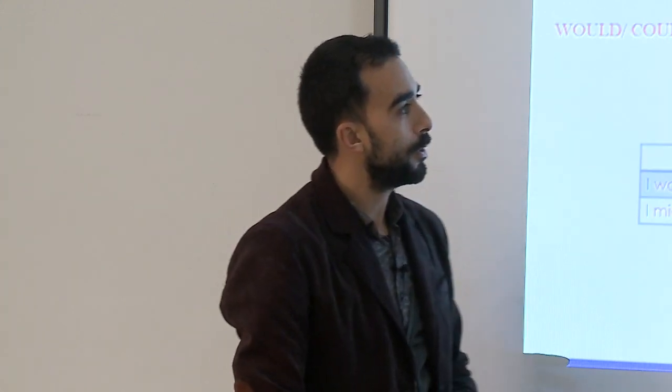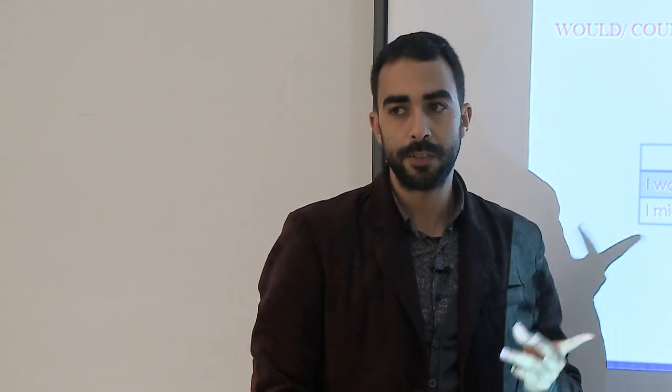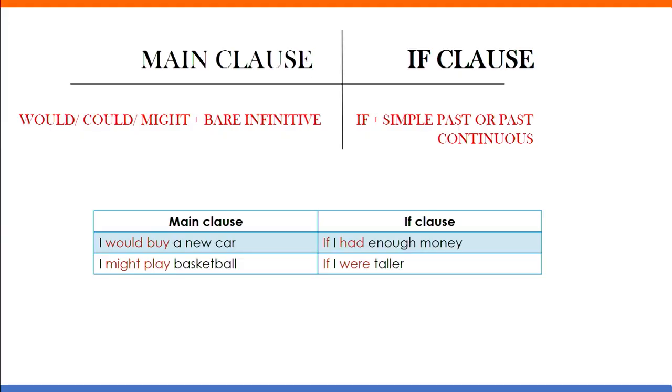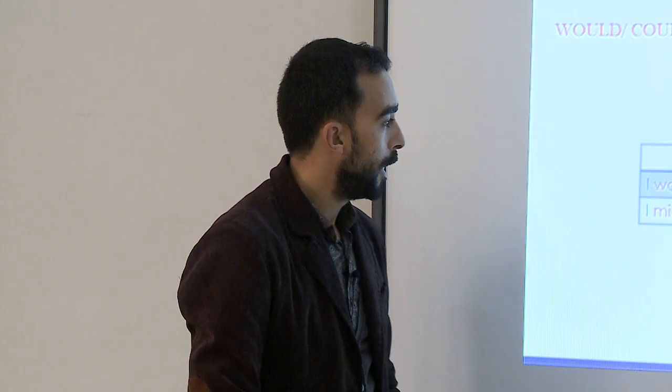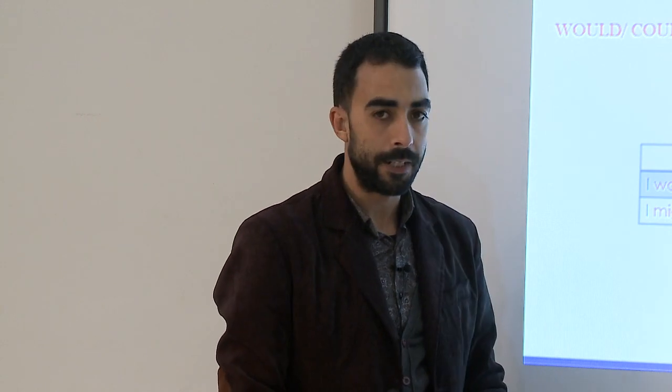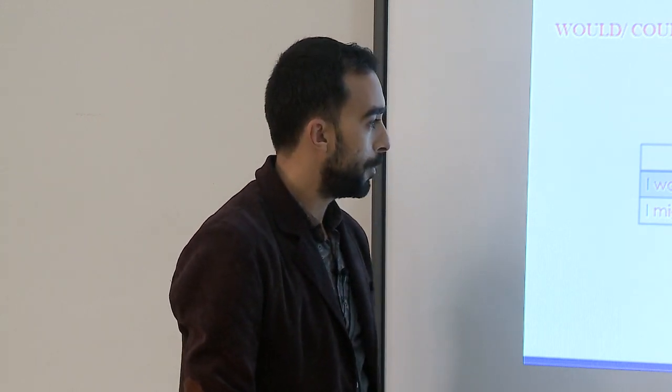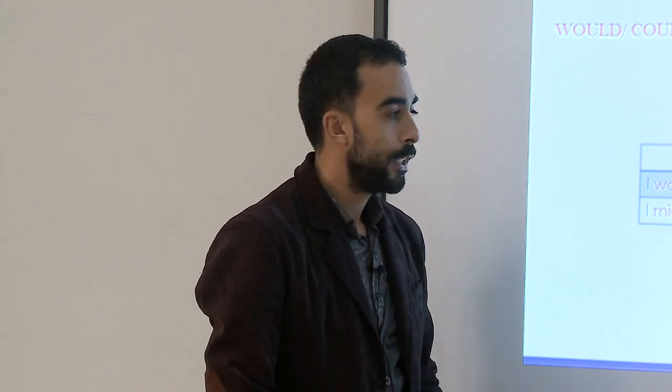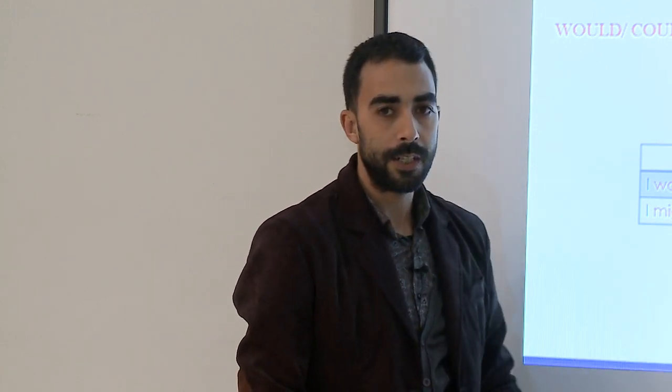We can also switch the position of the clauses. We can start with the main clause, then add the if clause. As you can see on the board here, would, could, might plus infinitive. Then the second clause consists of if plus simple past or past continuous. Examples: I would buy a new car if I had enough money, or I might play basketball if I were taller. Here we don't need to put any comma.